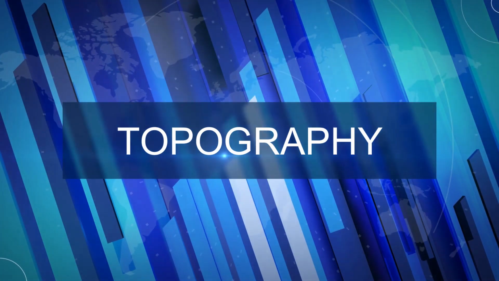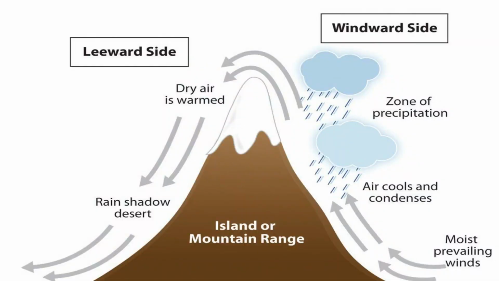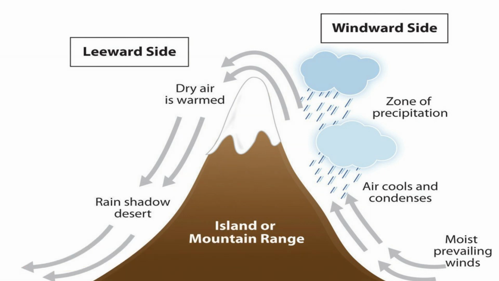Third is the topography. The lay of the ground plays an important role in regulating climate. One of the topographic features of an area is a mountain. Moist wind coming from the sea flows up the mountain, but because temperature falls with altitude, water vapor eventually condenses and there is precipitation. This side of the mountain is what we call the windward side. The other side of the mountain is what we call the leeward side, which is dry and has less precipitation.